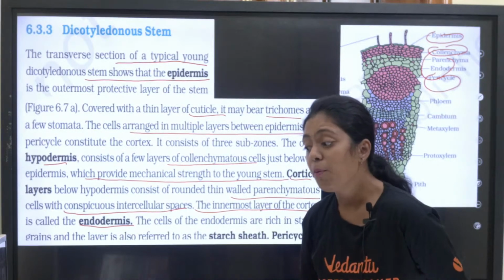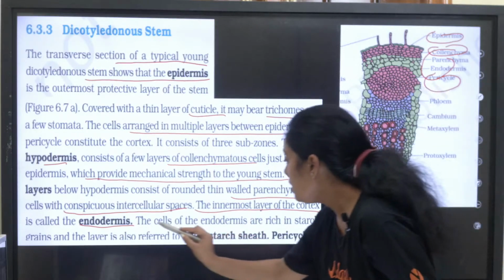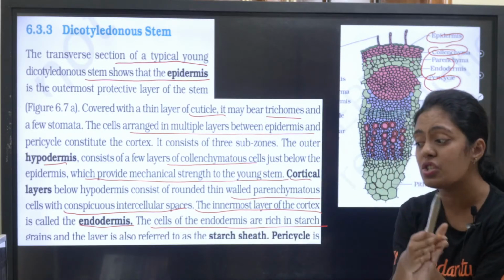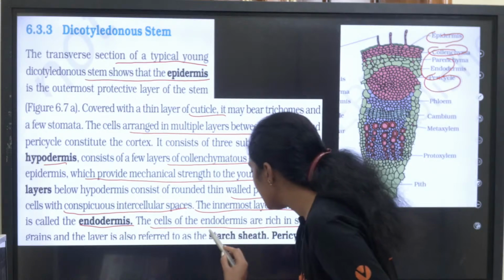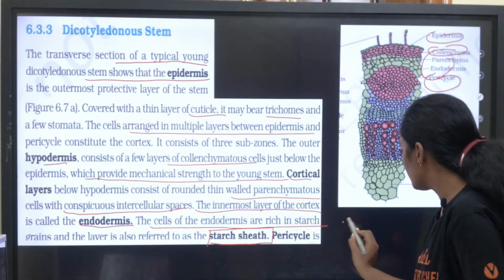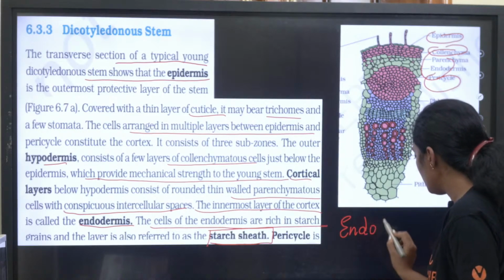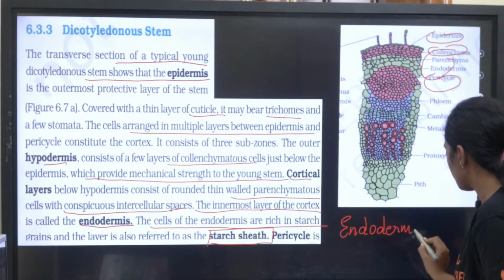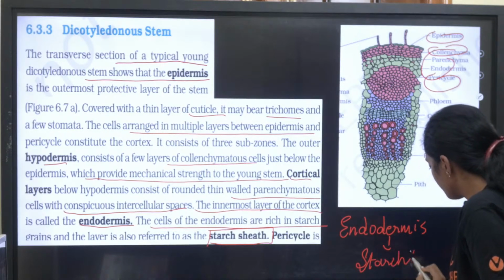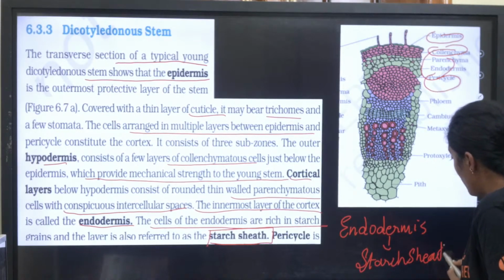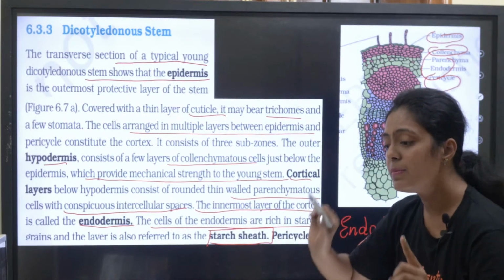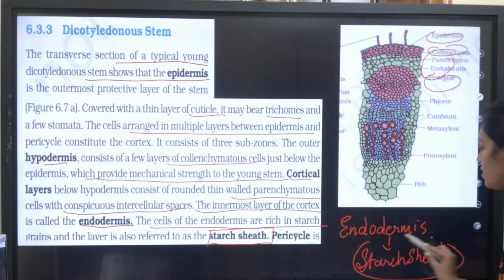Got it, children? Now a very important point: the cells of the endodermis are rich in starch grains, and this layer is referred to as the starch sheath. So what do we call the endodermis? The starch sheath. The endodermis in root has the Casparian strip. The endodermis in stem is called the starch sheath.